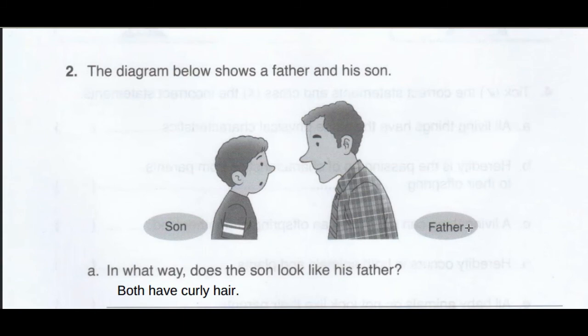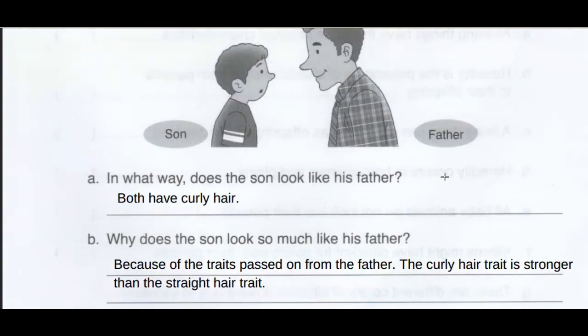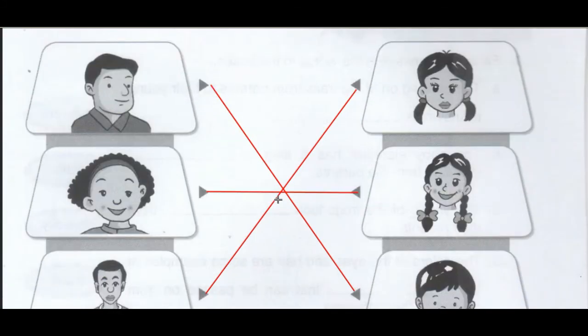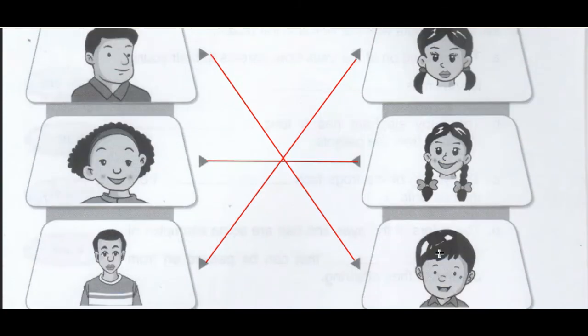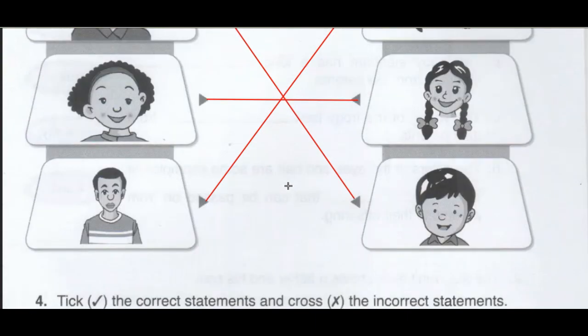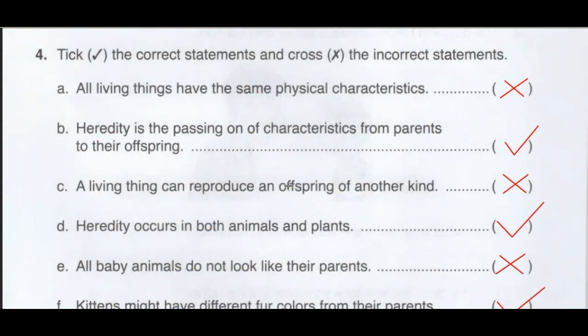We have here father and son. We look at their hair. Both have curly hair. So the answer here, in what way does the son look like his father? Both have curly hair. But why? Because the traits pass from the father. Curly hair traits are stronger than straight hair traits. Okay. Then we have the connection that looks like a star. That means who is the parent, who is the child of the parent. And here we have the answers about which statement is correct, which statement is wrong.